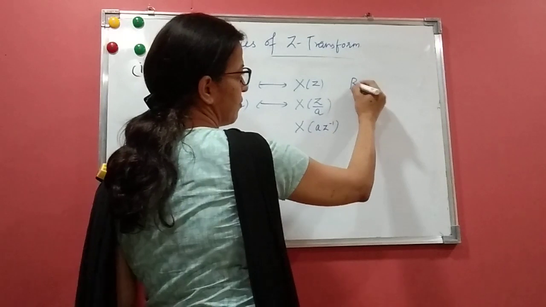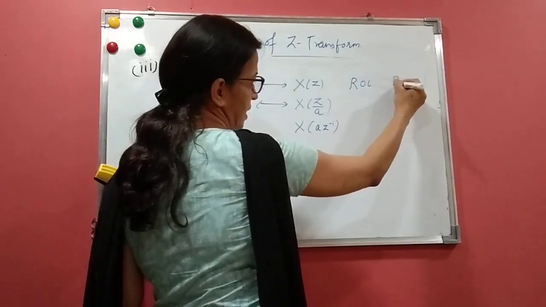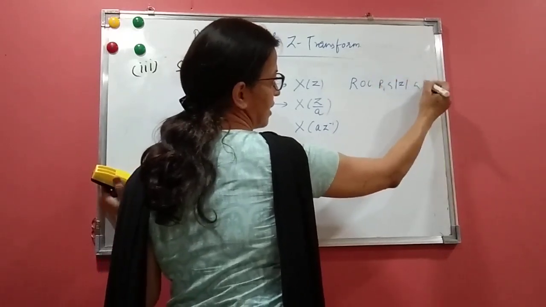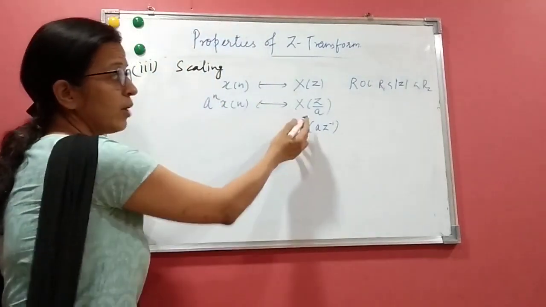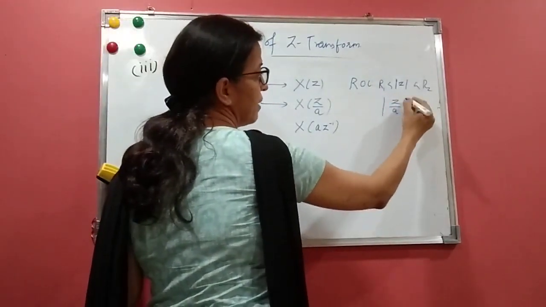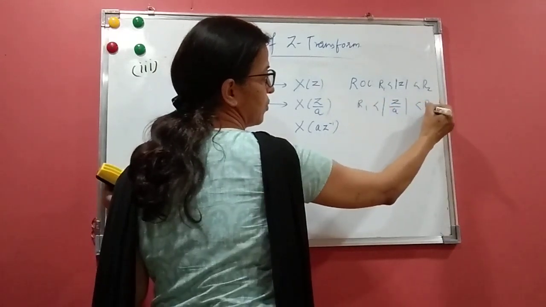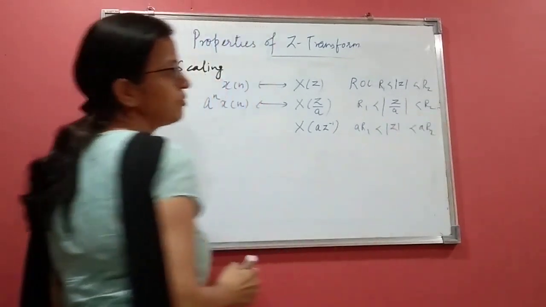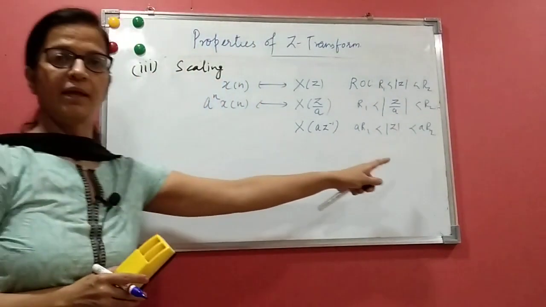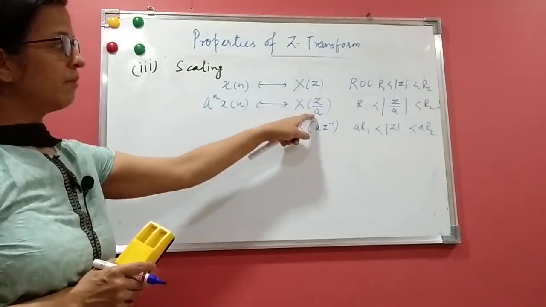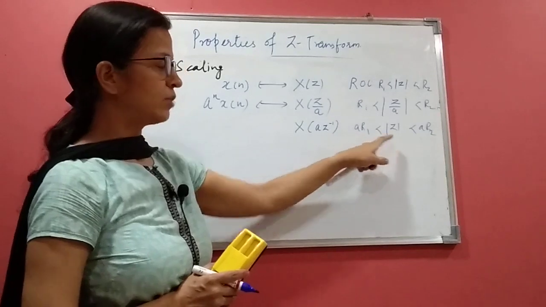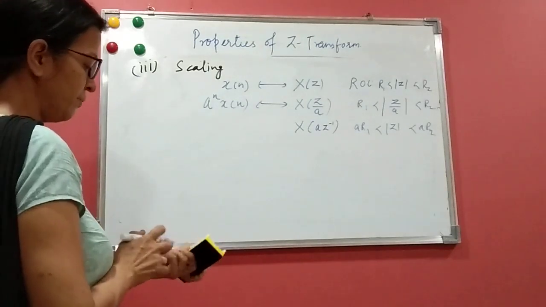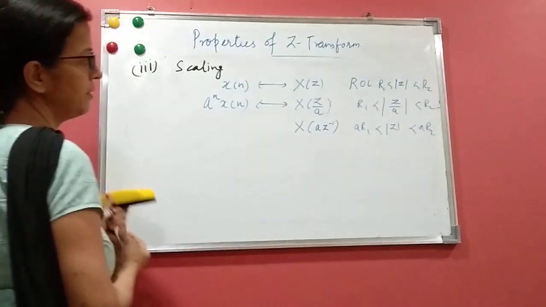Now what is the ROC here? If I say the ROC is, for example, mod z is greater than R1 and less than R2, then here mod z by a will be greater than R1 and less than R2. Or mod z will be greater than a R1 and less than a R2. So whatever the ROC is, it will be multiplied by a, because the ROC is defined with z by a now. Let us look into the proof of the property, and we will understand this later in the problems also.